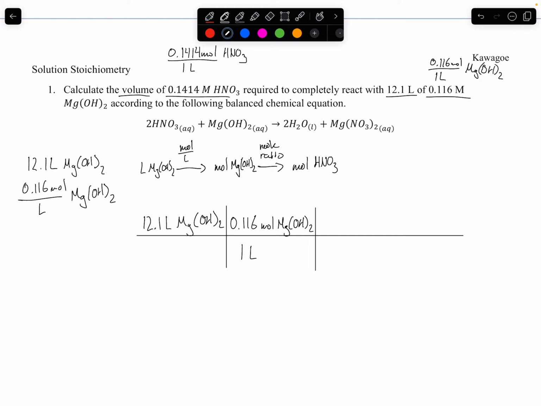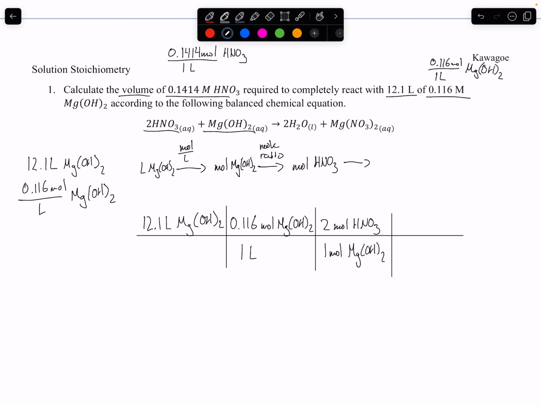All right, now that gets me to moles. Now I need a mole ratio. So magnesium hydroxide, nitric acid, HNO3. It is 1 mole of Mg(OH)2, magnesium hydroxide, 2 moles of HNO3, nitric acid. So that'll let me calculate moles. Now, we didn't actually finish our solution diagram here. So what's the last step?